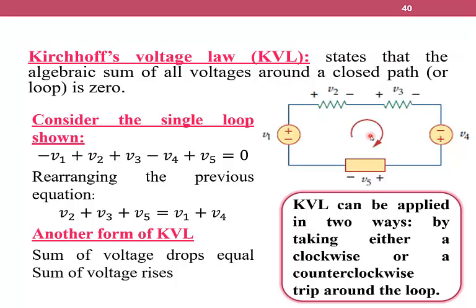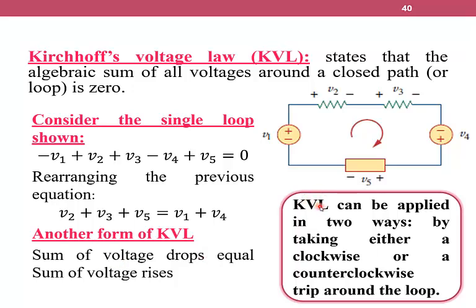Consider the circuit. For example, if we start from here, we have minus V1 plus V2 plus V3 minus V4 plus V5 equal to 0. If we rearrange the previous equation, we will have V2 plus V3 plus V5 equal to V1 plus V4. So another form of KVL: the sum of voltage drops equals the sum of voltage rises.